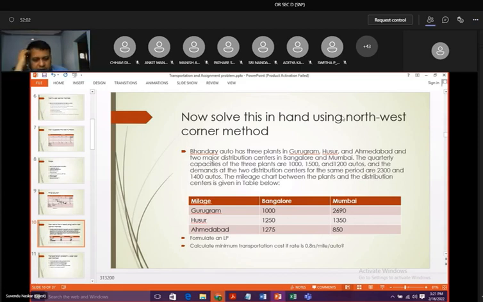Correct. Okay. So now you have all the C11s, and then you have all the supply constants and all the demand constants. The demand constant here is Bangalore's demand and Mumbai's demand. The supply constant is how much the Gurgaon, Hosur and Ahmedabad plants can deliver. Okay, so we will proceed.